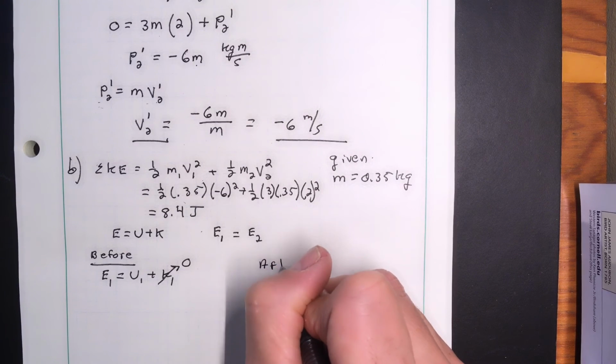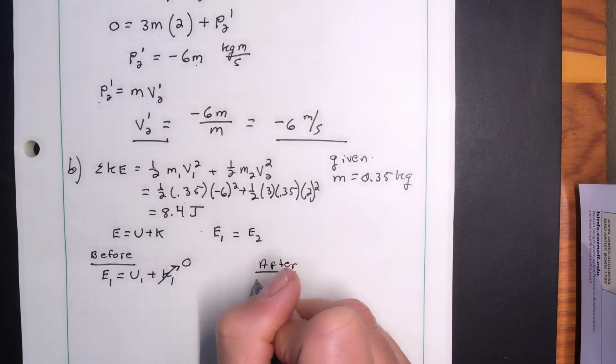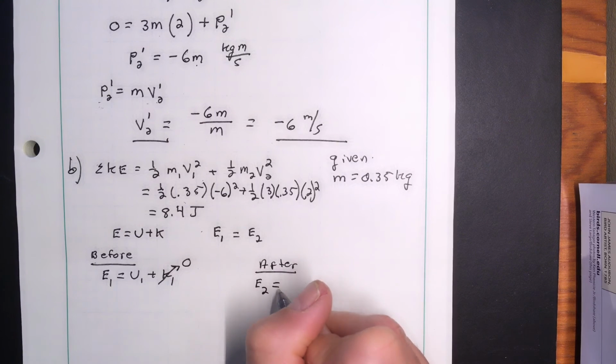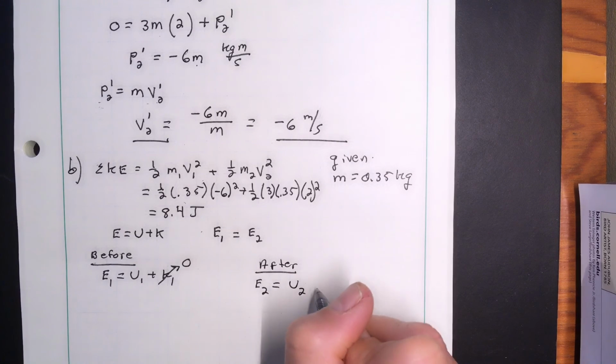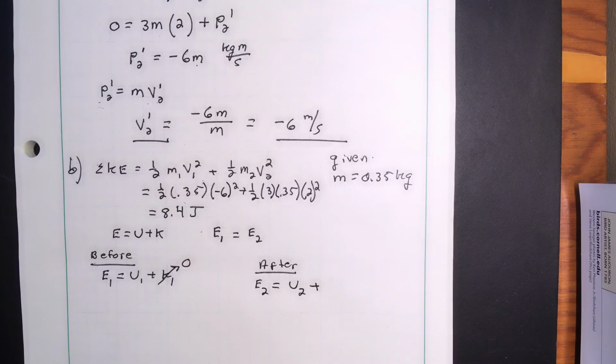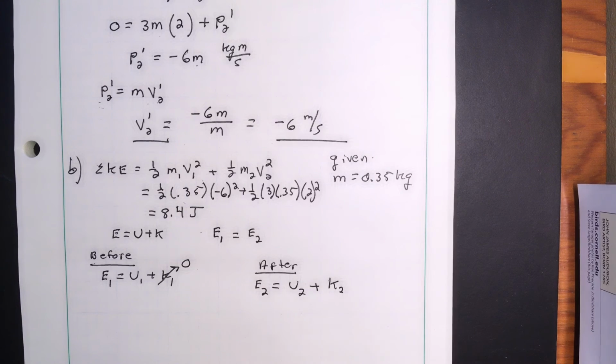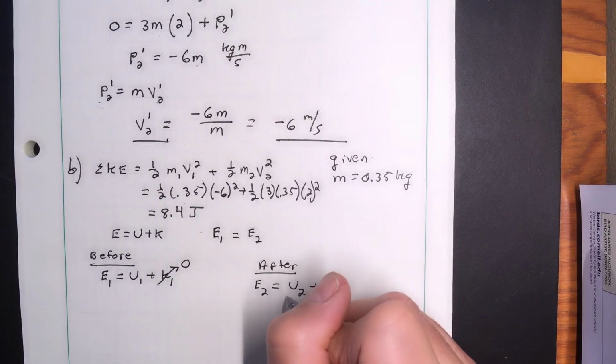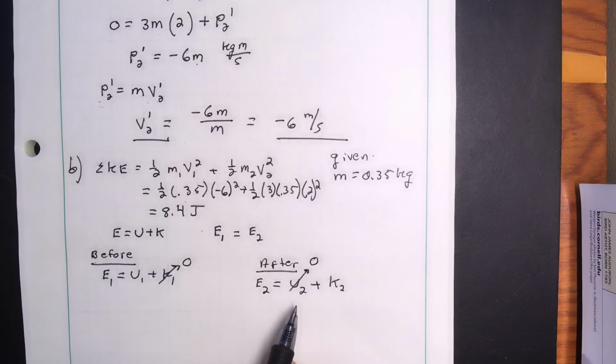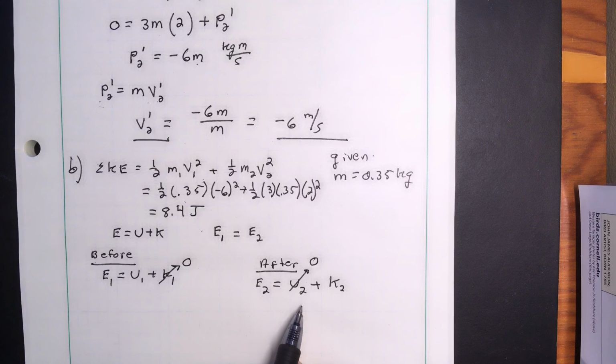After, E2 is the potential energy after plus the kinetic energy after. All right, but the potential energy goes to 0 because the spring goes to its rest length. So it no longer has any energy stored in it. And the kinetic energy, the total mechanical energy of the system is just the kinetic energy.